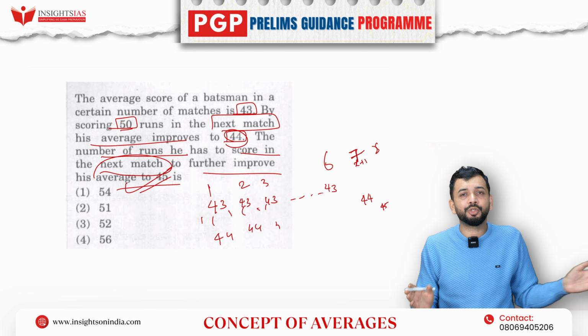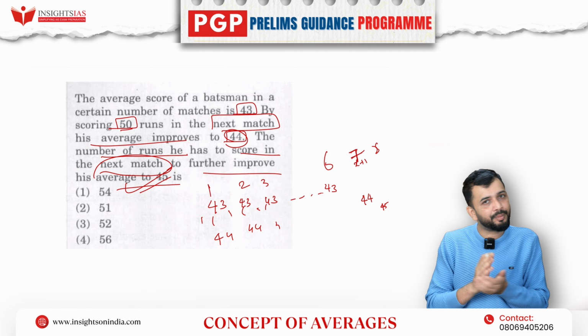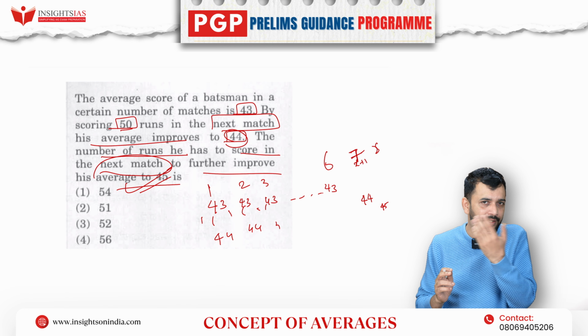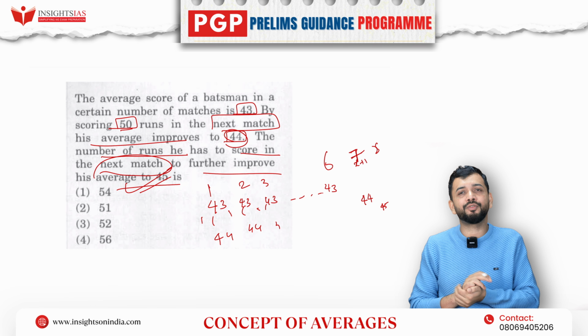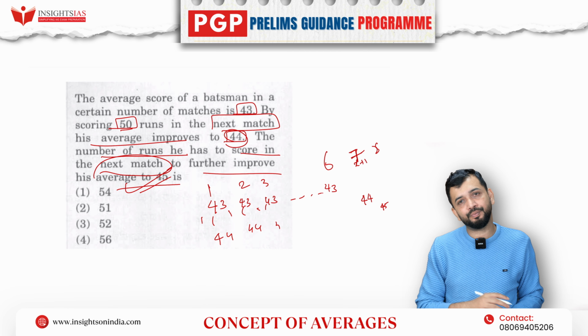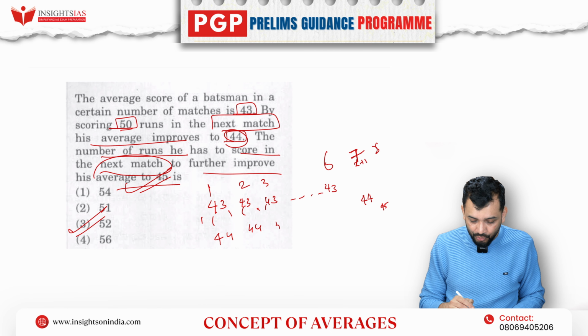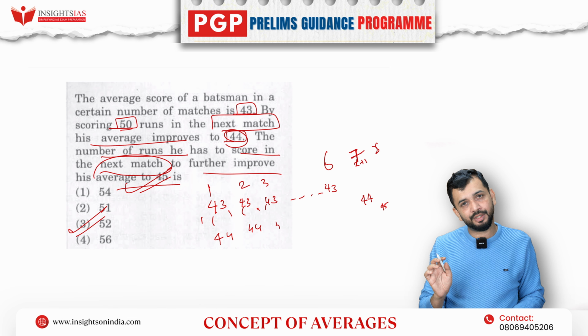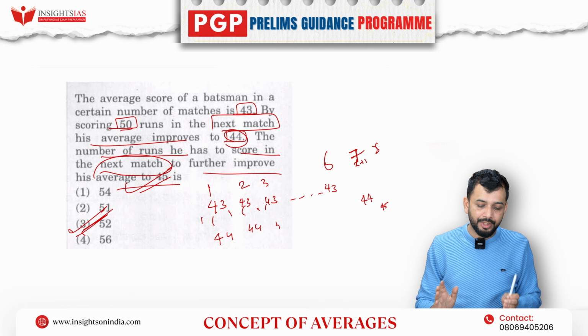How much does he have to distribute? He has to distribute 1 for each of the previous 7 innings. That is extra 7, keeping 45 for himself. So 45 plus 7 will be 52. So that means he has to score 52 in the next innings to further increase his average to 45. Alright. So this is your question.